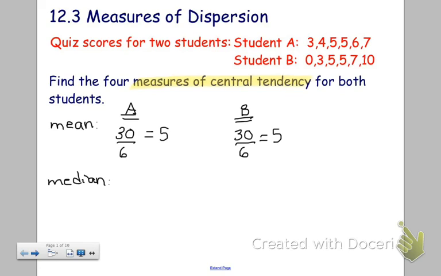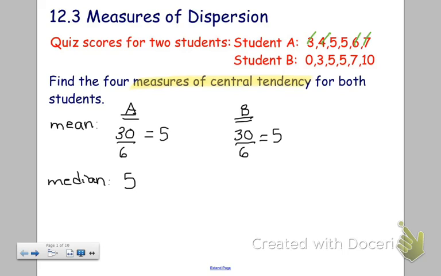Now remember, with median, the list of data have to be ranked, so they have to be in order from least to greatest. Lucky us, they already are, so this makes my life a little bit easier. So I'm looking for the middle number for student A. So I'm going to cross off my 3 and my 7, my 4 and my 6, and I'm left with two middle numbers in this case, which are both 5. Since they're both 5, my median will be 5.